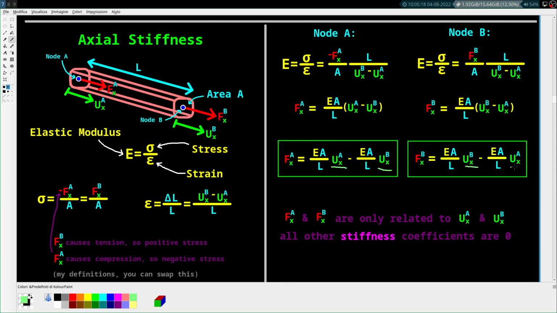So if you can see, it's pretty much the same thing for both of them, just the sign is different. So a positive force at A causes a positive motion, right? This is a positive sign here at the UX at A, whereas a positive force at B causes a positive displacement at B, right, and negative at the other one. So as you can see, fx at A and at B are only related to ux at A and B and nothing else. There's no rotations, there's nothing in the z direction, nothing of that. All the other terms are 0.